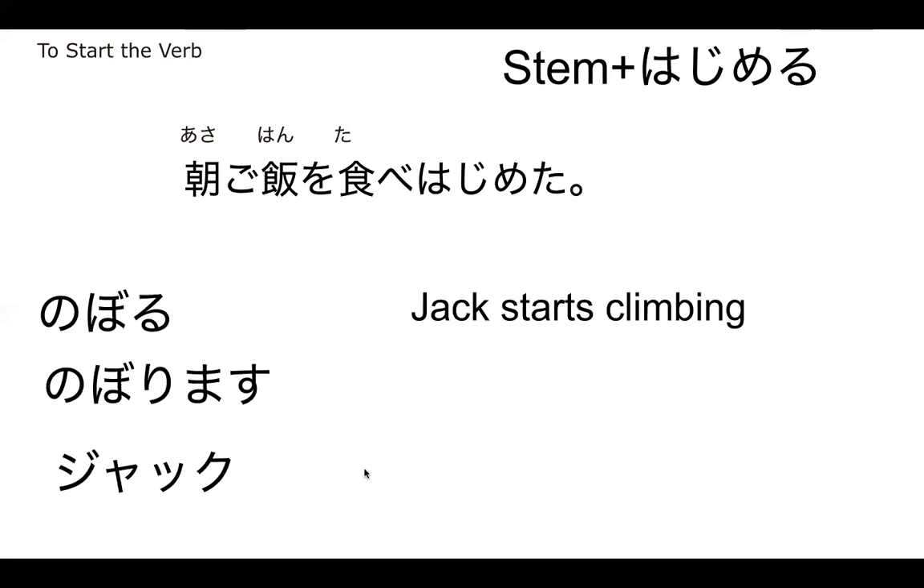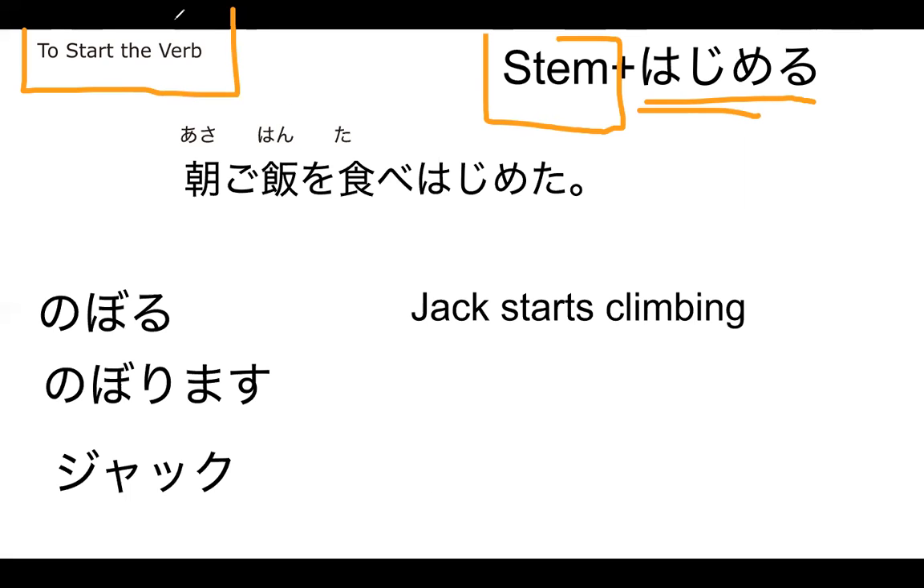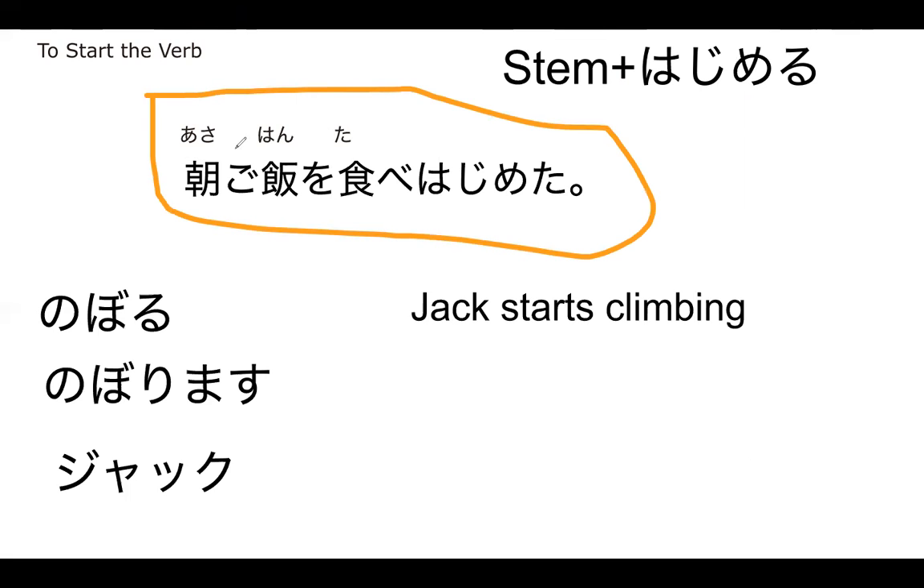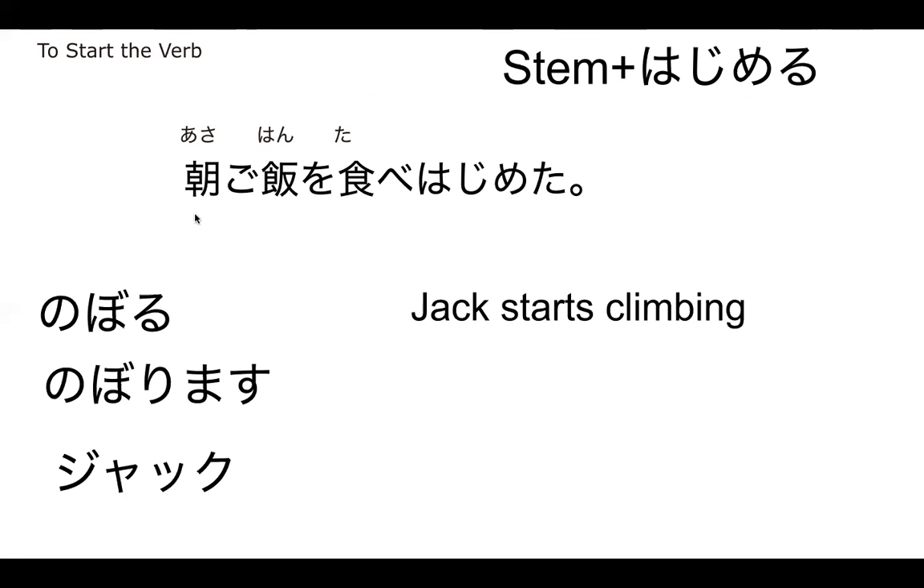So now we're looking at hajimeru. And what happens is that you get the stem of a verb and you add it to hajimeru. And that means to start something, to start the verb. Can you do me a favor and read this sentence right over here? Asagohan o tabe hajimeta. Yes. What does that mean? So he started to eat breakfast.